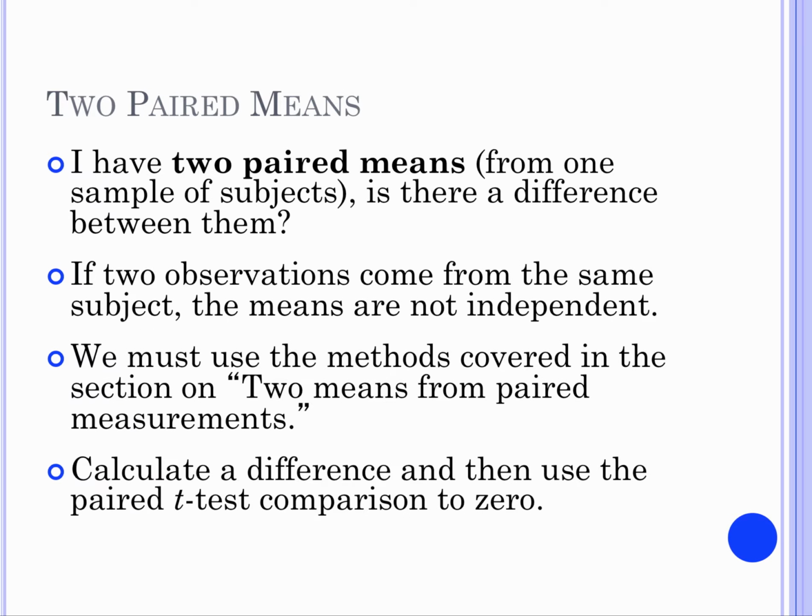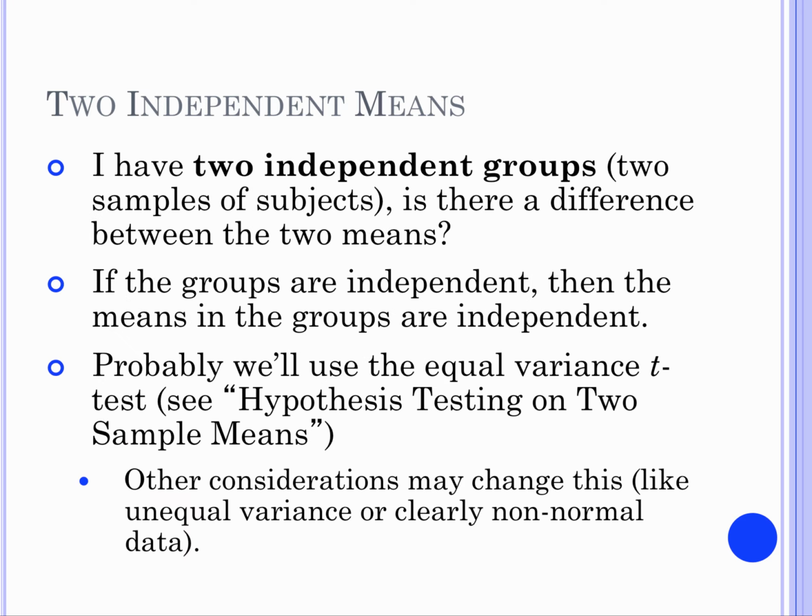For two paired means, that is, I have one sample of subjects and I have a pre-post test. We want to know if there's a difference. We must use the methods covered for two means from a paired measure. And in most cases, what we will do is actually create a difference score and compare that score to 0. And that is a paired t-test.